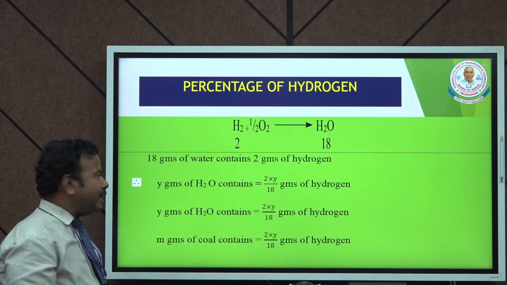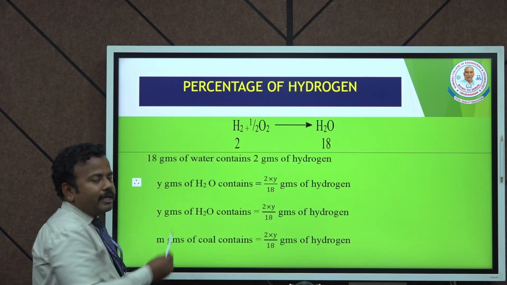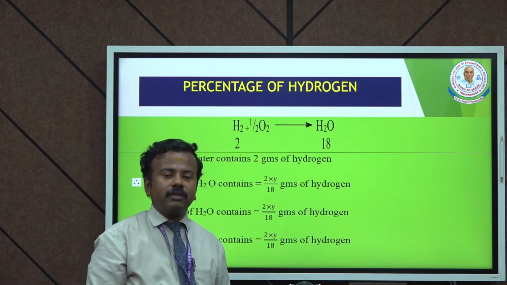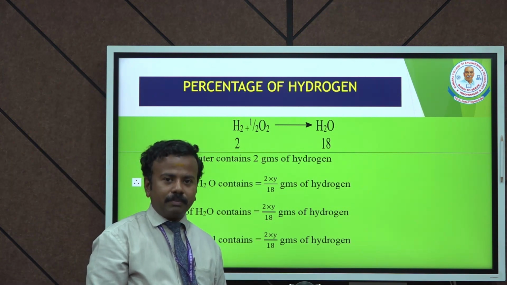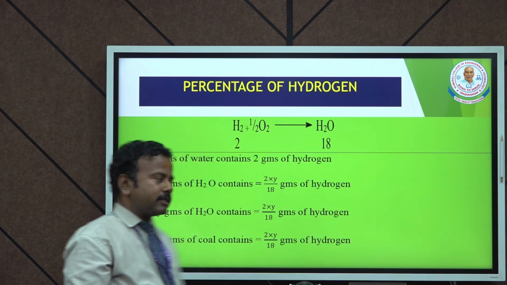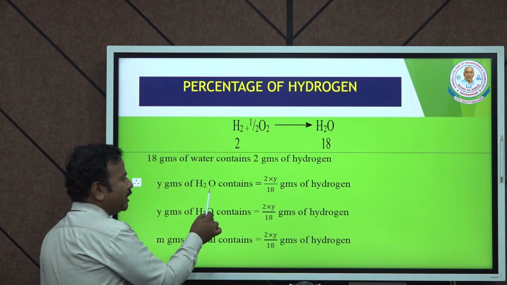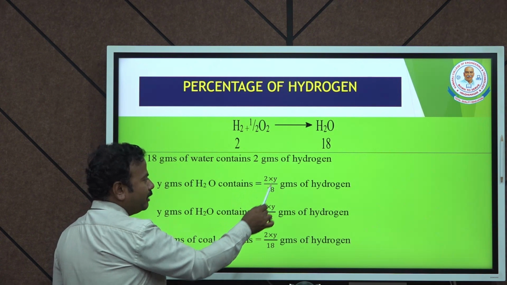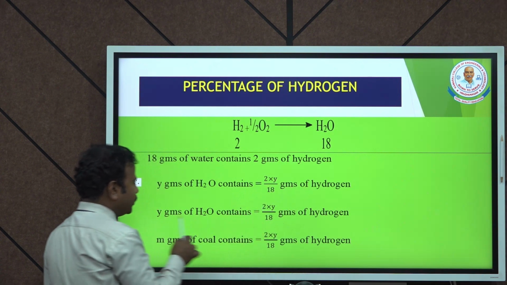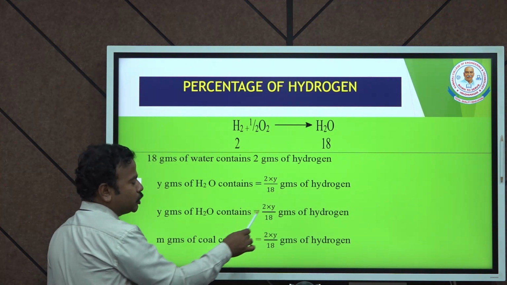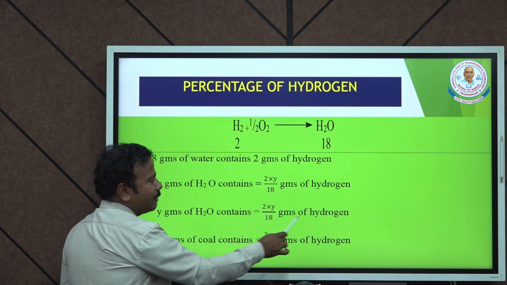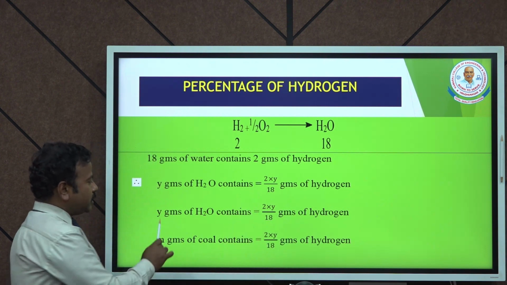So therefore y grams of H2O molecule. Y is nothing but the increase in weight of the calcium chloride tube present in the combustion apparatus. So here y grams of H2O contains 2 into y divided by 18 grams of hydrogen.